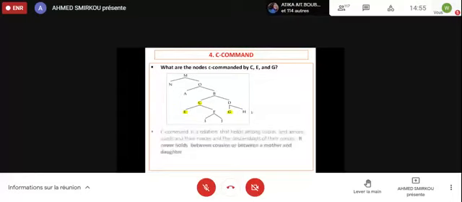Now, s-command is a relation that holds among sisters and among aunts and their nieces and the descendants of their nieces. It never holds between cousins, or between a mother and daughter. For example, you can never say C s-commands E or F, but we say it dominates them. So between the mother and daughters, it's a domination relation. The cousins are not involved in domination or in s-command.